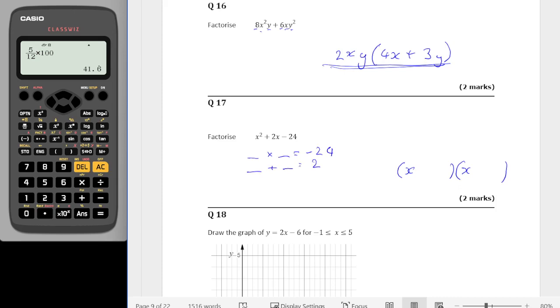So that automatically tells me that one number has to be negative and that the larger of the two numbers is the positive one. So if I think about factors of 24, 6 and 4 are the ones that jump to mind because they have a difference of 2. So it's going to be 6 and minus 4. So my bracket's going to be plus 6 and minus 4.